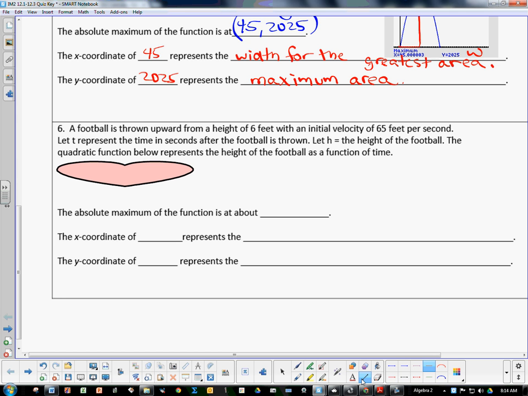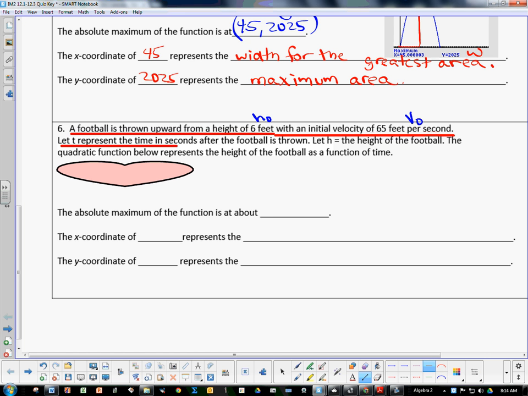So as I read through this, there are some important pieces here. It says a football is thrown upward from a height of 6 feet. The 6 feet is very important. That 6 feet is your initial height, so h sub 0. With initial velocity of 65 feet per second. Well, that 65 feet per second is your initial velocity, and that would be v sub 0.